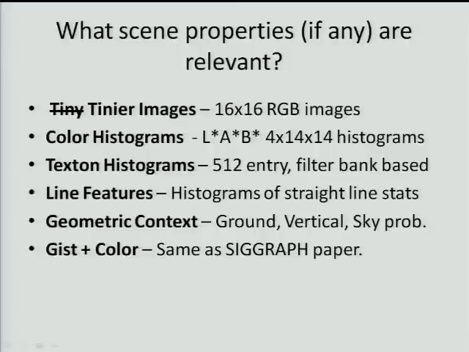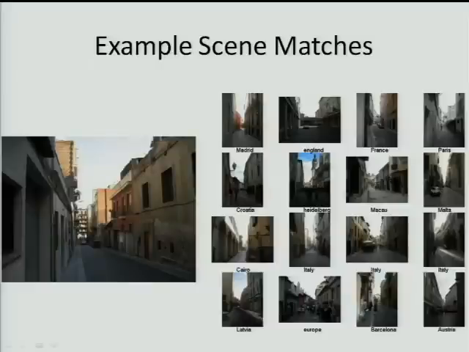And in that, given a single image, it's going to assign a probability for any segment to be ground, sky, or vertical, and also some other subclasses. And then finally, just the same gist and color, small color image that we used in the SIGGRAPH paper that I just showed you. And if we find nearest neighbors using those features in this data set, this is the type of result you get.